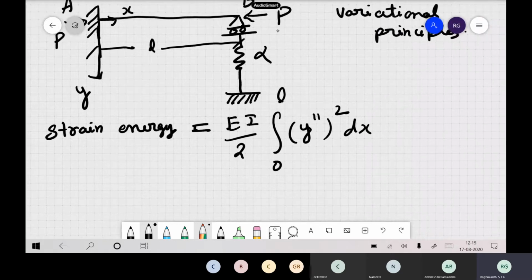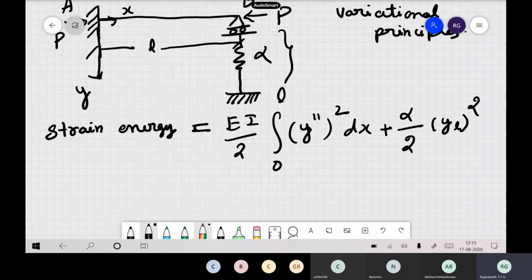Now, since in this problem we have this spring also, this also gives rise to some strain energy. You know that half k y square for a spring, all of you know this. Here the spring stiffness is alpha, so into y_L whole square, where y_L is nothing but the deflection at x is equal to L. So this is our strain energy.